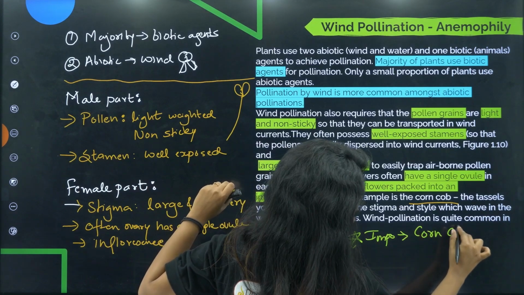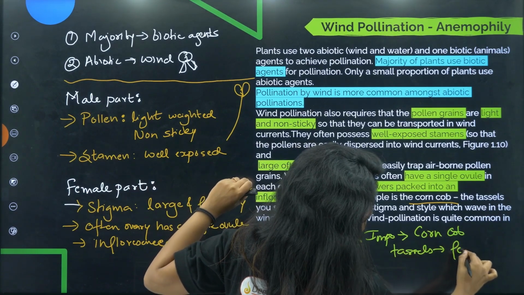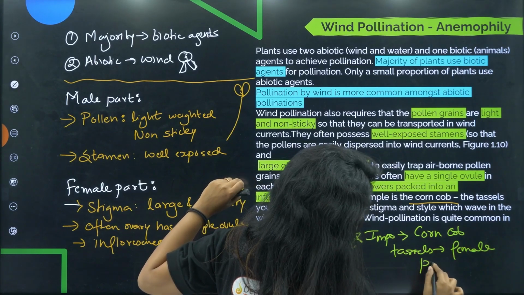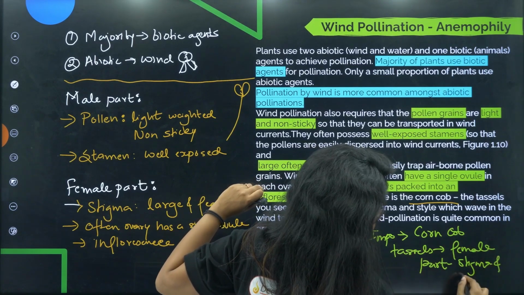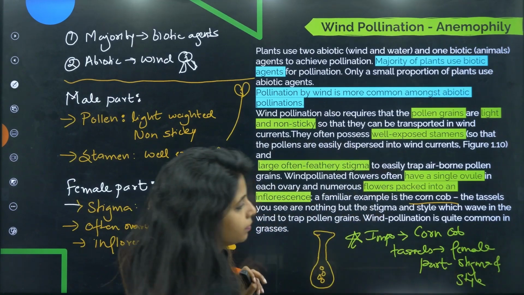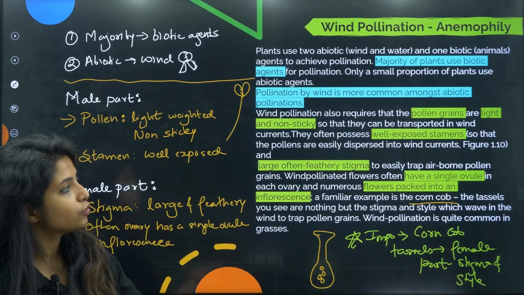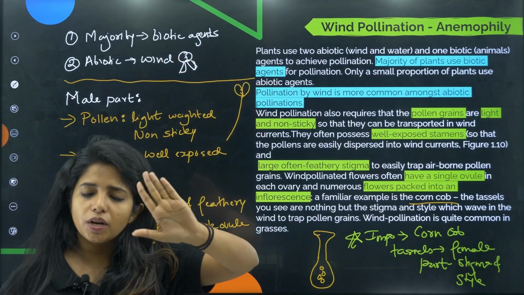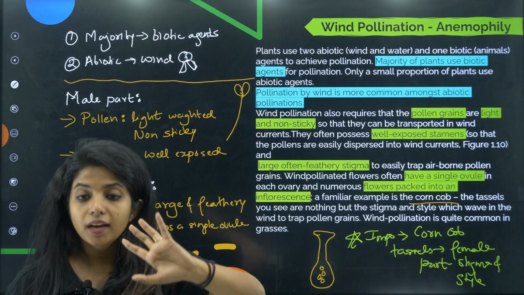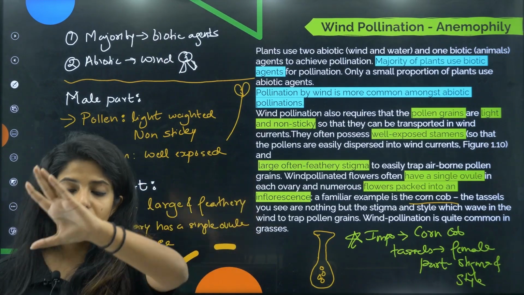Corn cob tassels are what? The female part, that is the stigma and style. Please remember that questions have come. So, if you just cover up in total, biotic agents are the most preferred ones. Now, among abiotic agents, wind is the most preferred one rather than water.